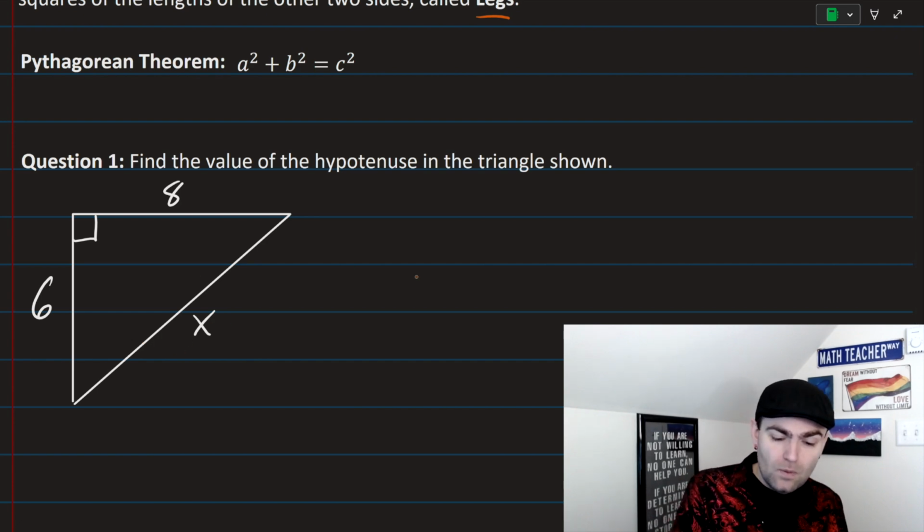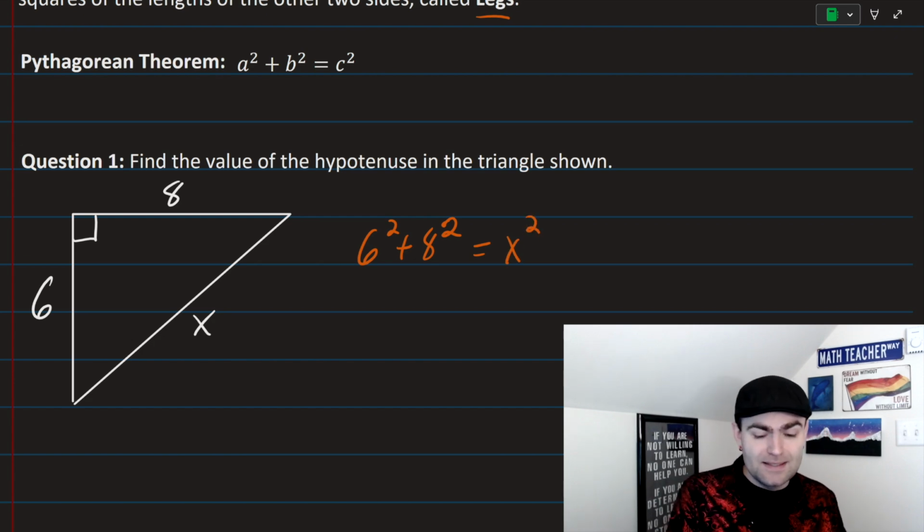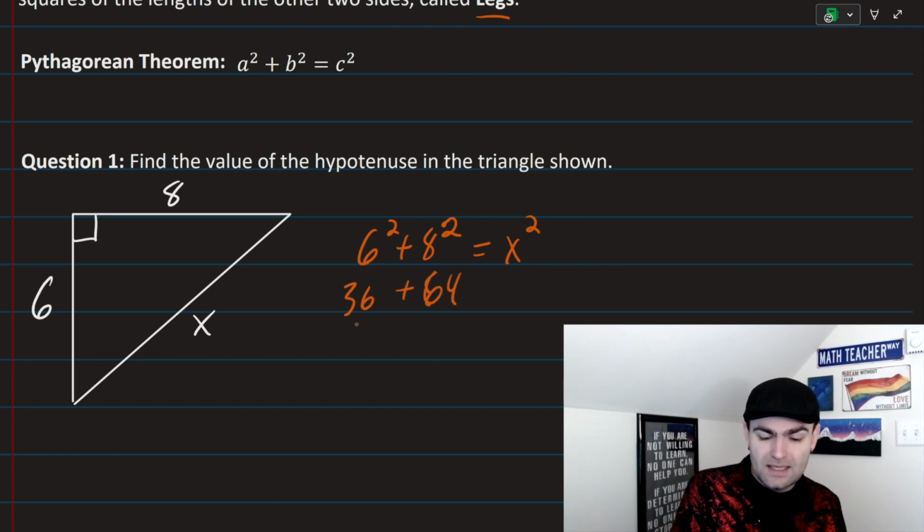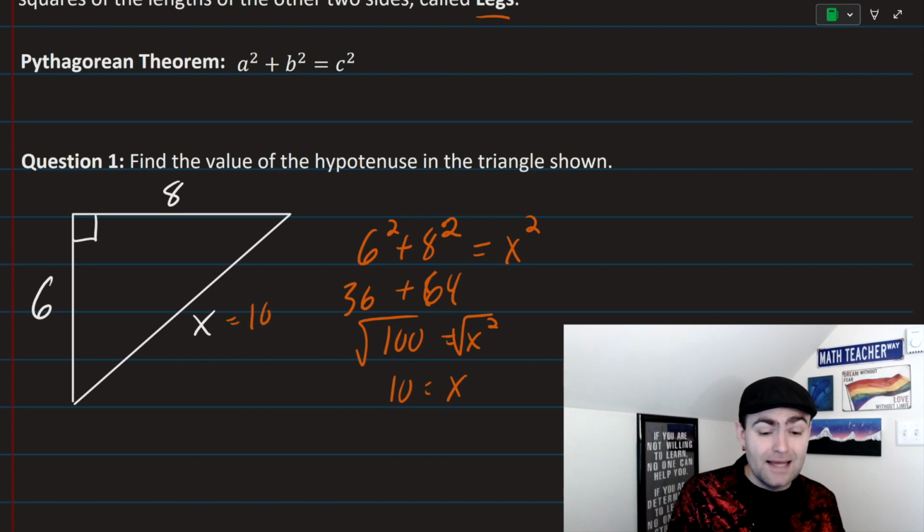So we can set up 6 squared plus 8 squared is equal to x squared. Well, 6 times 6 is 36. 8 times 8 is 64. 36 and 64 make 100. What number times itself is 100? Also known as taking the square root. That would be 10. So x has to be 10.